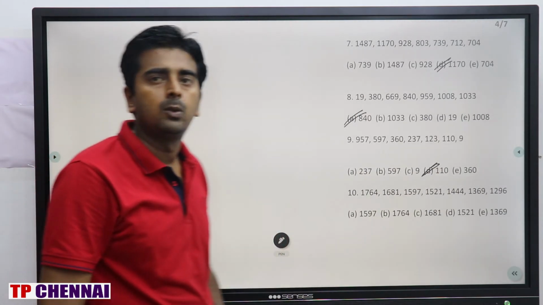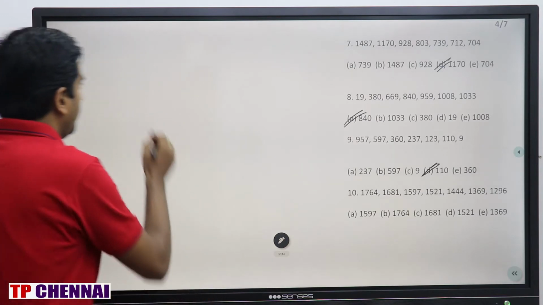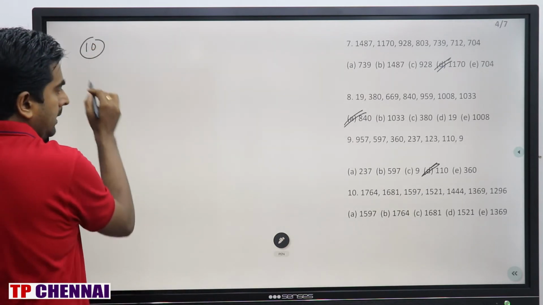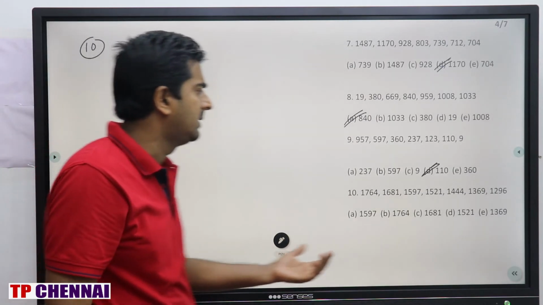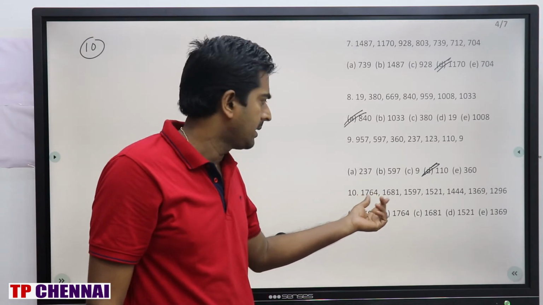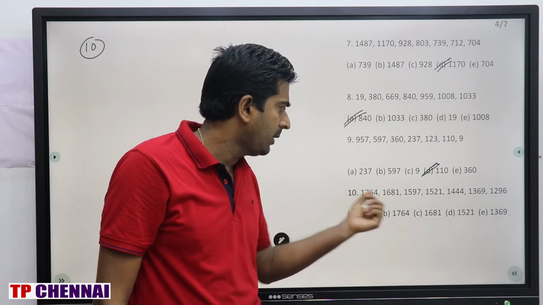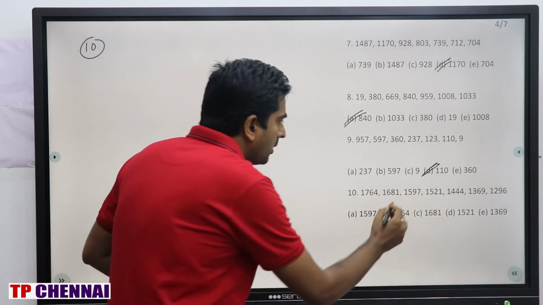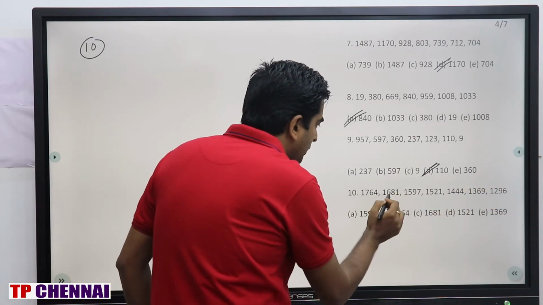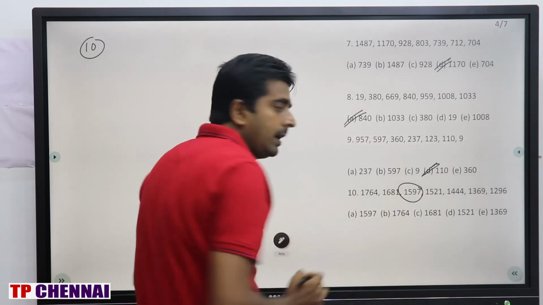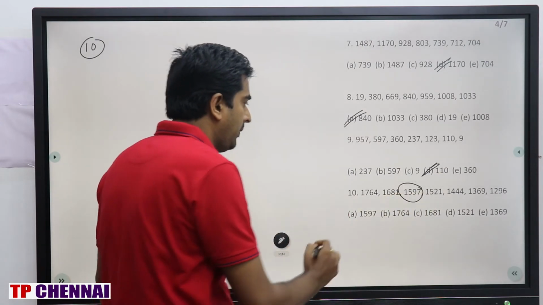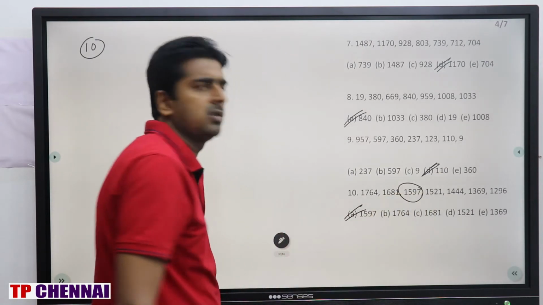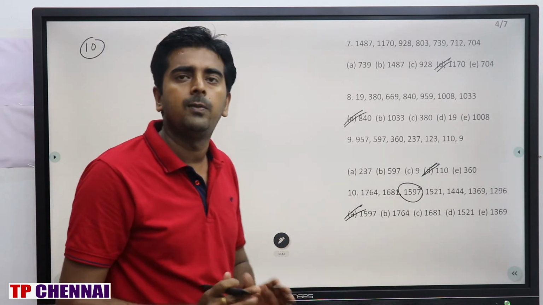Clear? Now we'll see question number 10. 1764. Right? Directly we can say 42 square, 41 square, here 40 square, this is 39 square, 38 square, 37 square, 36 square. 42 square, 41 square, what about 40 square? 1600. So 1597, first option, is the wrong number. Clear? So we have finished wrong number.